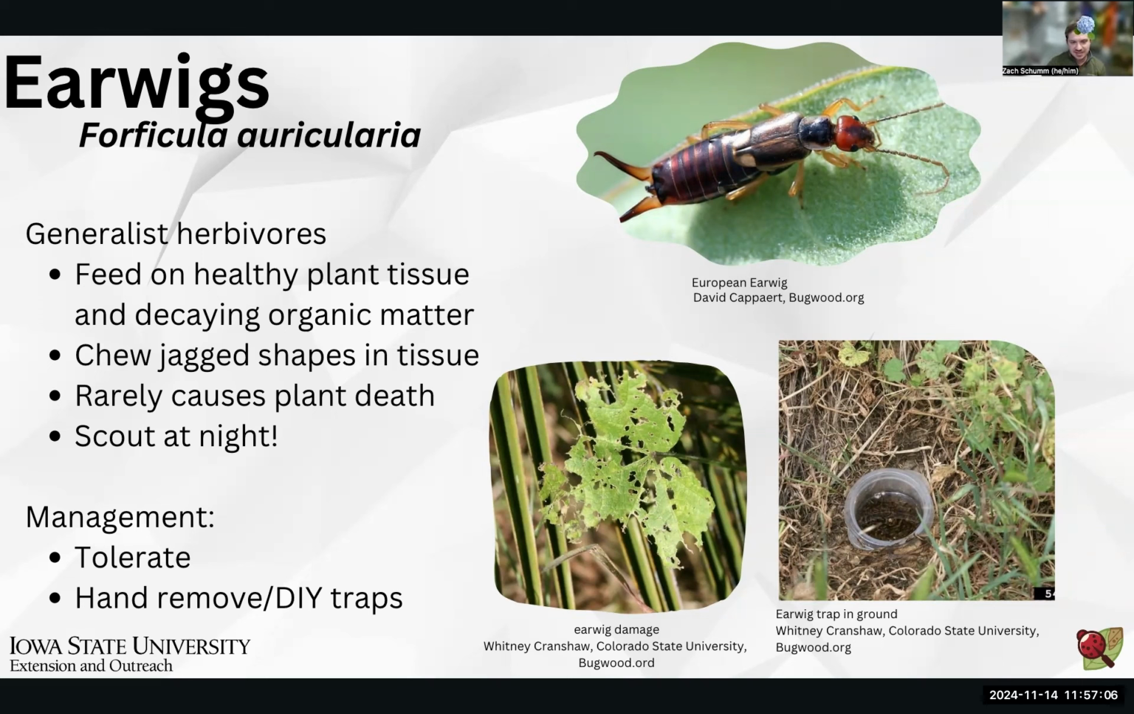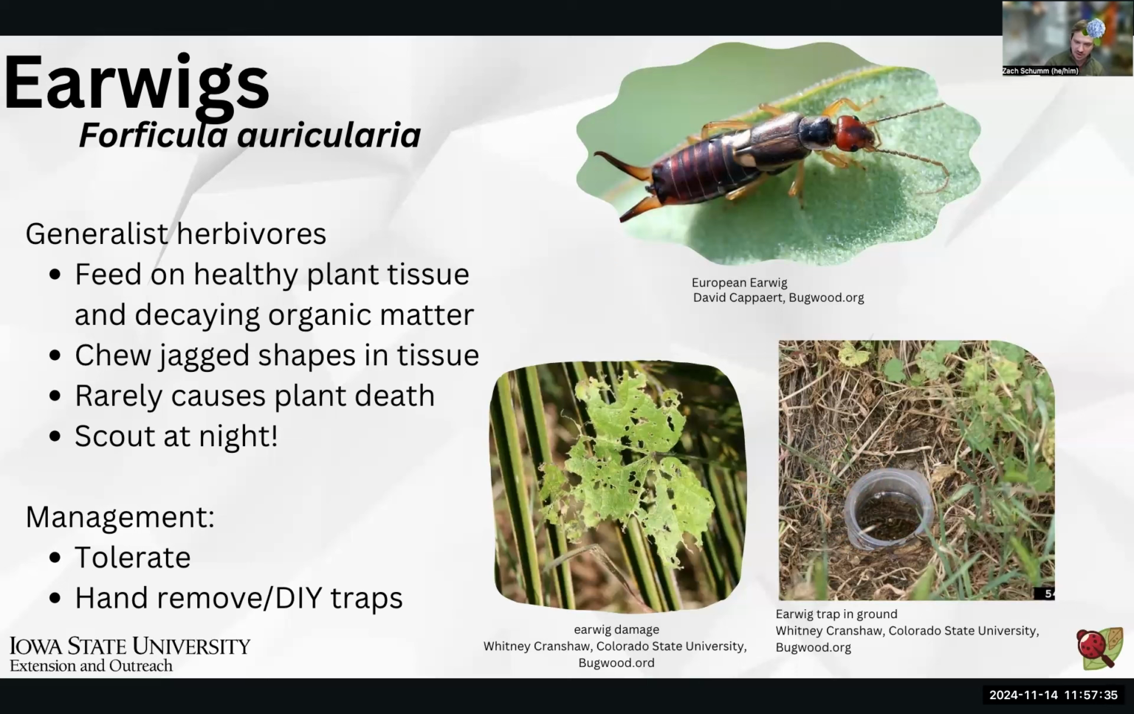But in many cases, you can tolerate them, especially if it's not in a production setting where you're growing something for consumption. But if you do have gardens that have plants for consumption, you can tolerate them, sorry. And you can also hand remove them or create some sort of trap. So you can use traps like this where you can fill the traps with things like juice from a tuna can, things of that nature. Put it in the ground. It'll attract a bunch of them.